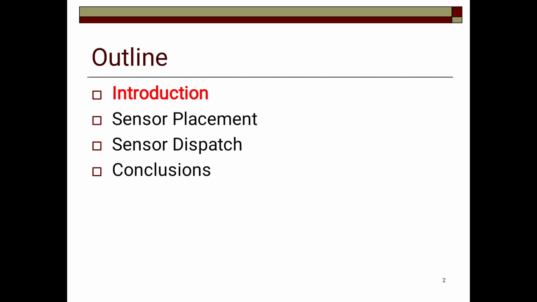This is Subbarao of CSE department, CIET. Today I am going to discuss about sensor placement and sensor dispatch. Mainly I am going to focus on sensor placement today.